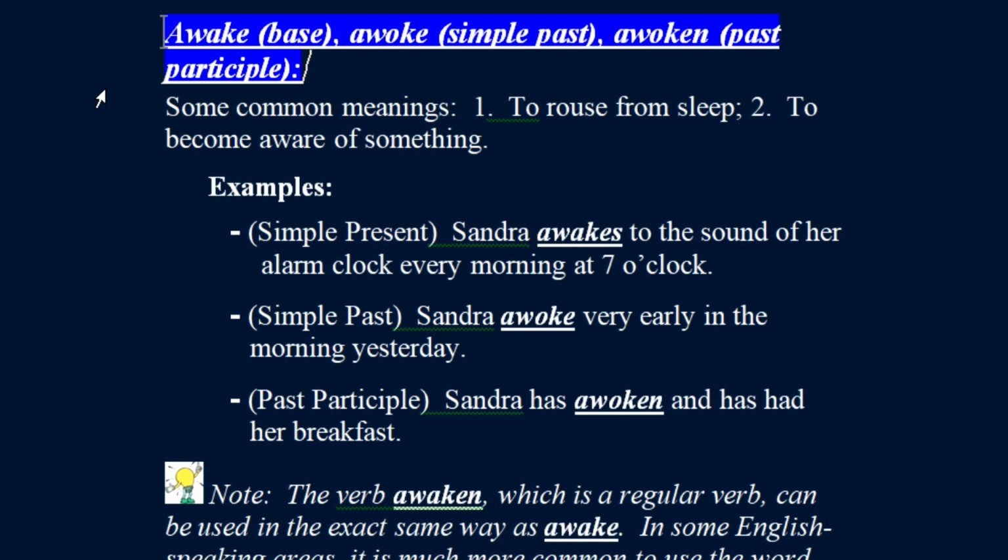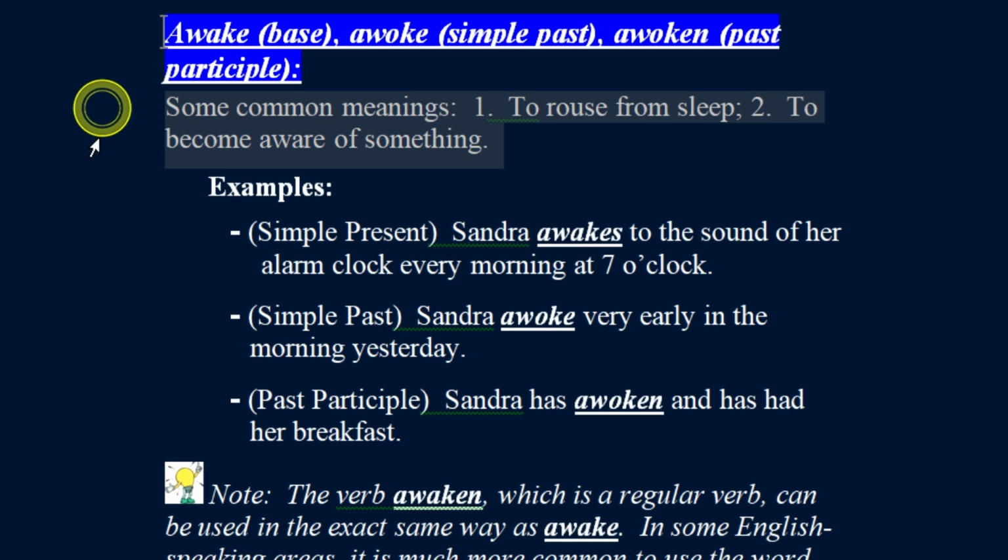Awake, the base. Awoke, simple past. Awoken, past participle. Some common meanings. To rouse from sleep. Number 2, to become aware of something.